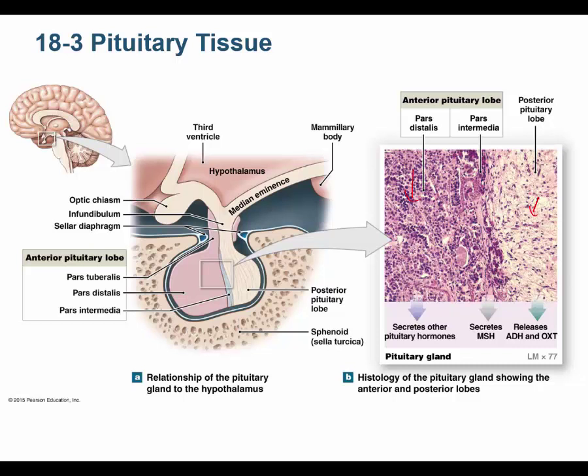Okay, before I go on, I don't see the words here. The anterior pituitary gland is sometimes known as the adenohypophysis, and the posterior pituitary gland is known as the neurohypophysis. So adenohypophysis is another name for anterior pituitary, and neurohypophysis is another name for the posterior.